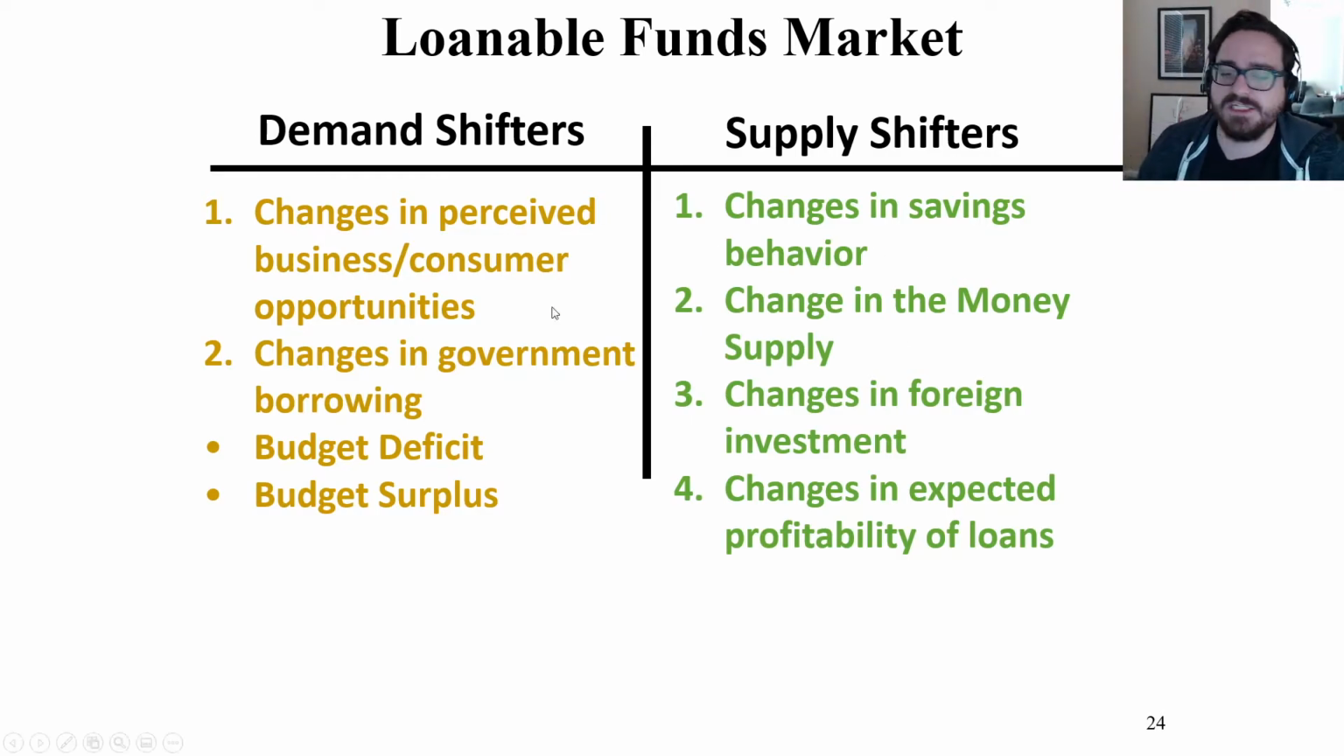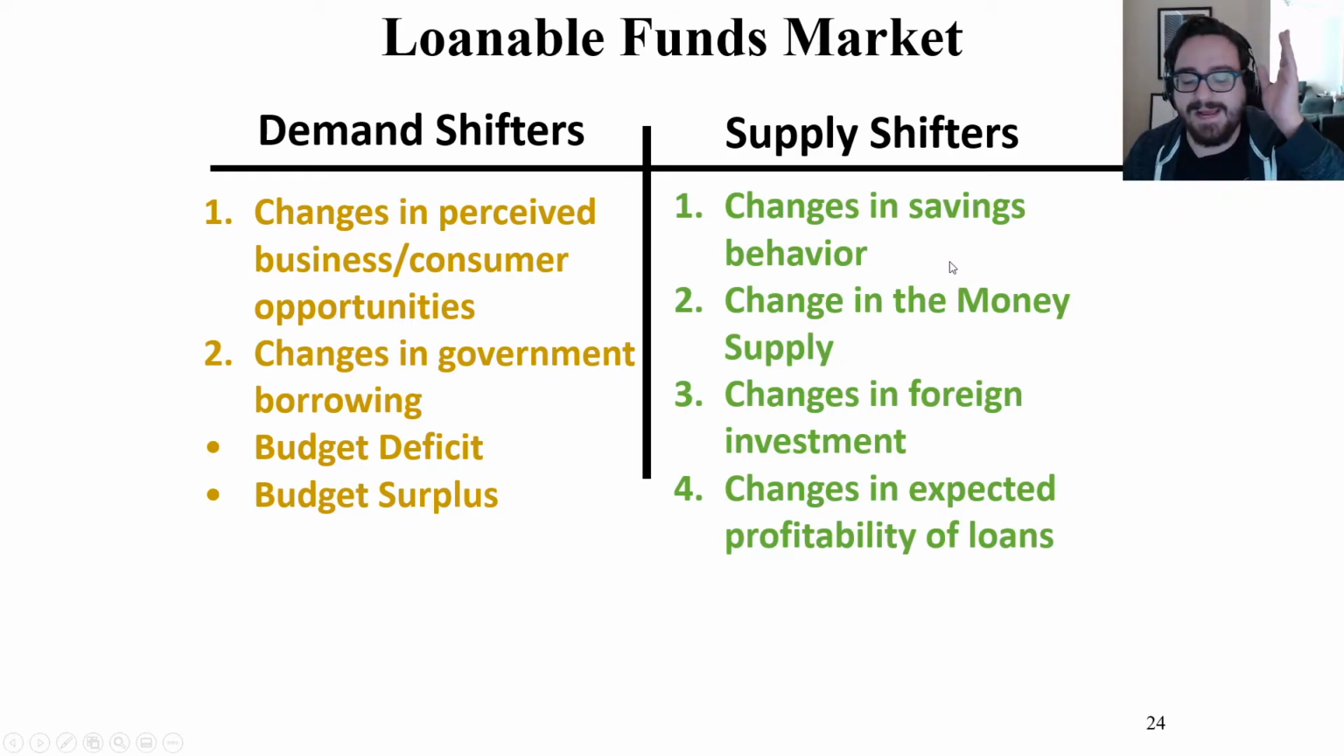That's the logic for the last one. These are basically all of the shifters. You can go down a rabbit hole of a lot more things that could technically affect this graph, but the basic idea for demand is it's going to be based on borrowing. If there's more borrowing, there's more demand. If there's less borrowing, there's less demand.